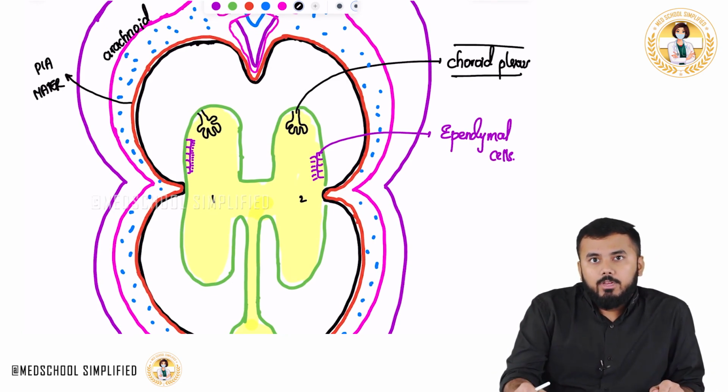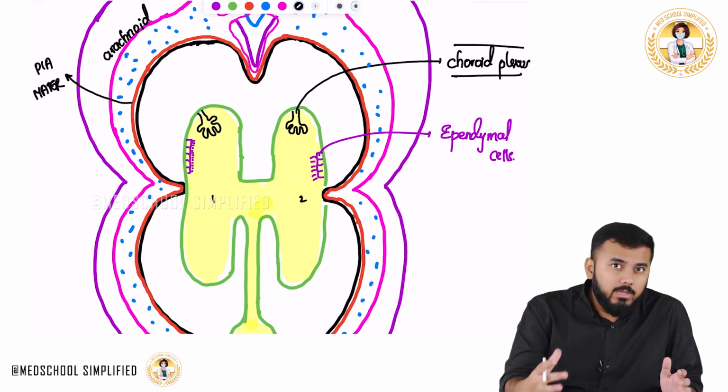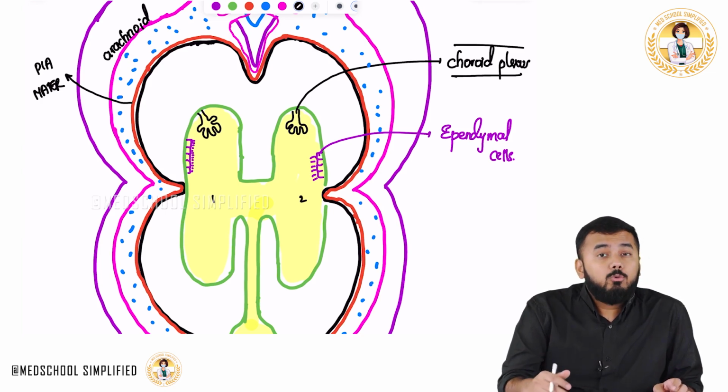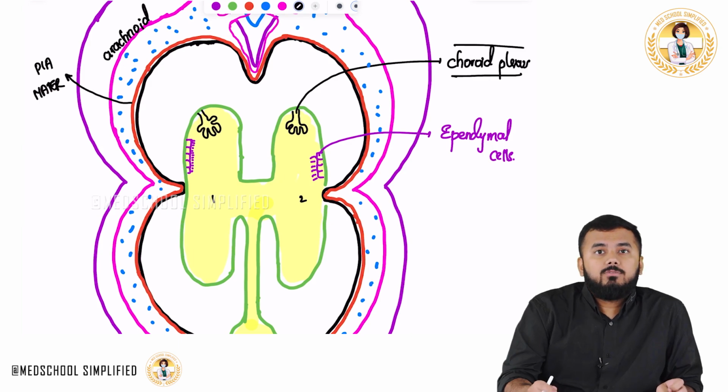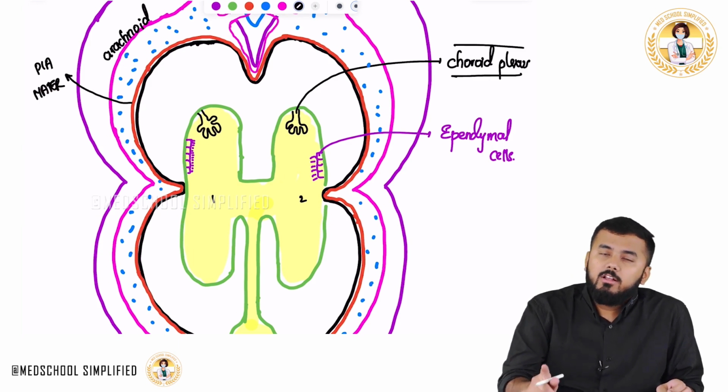But during the time of development of the baby in the mother's womb, who is forming the CSF at that time? The amniotic fluid itself acts as the CSF. Which is the first CSF in your body? The first CSF is nothing but your amniotic fluid.